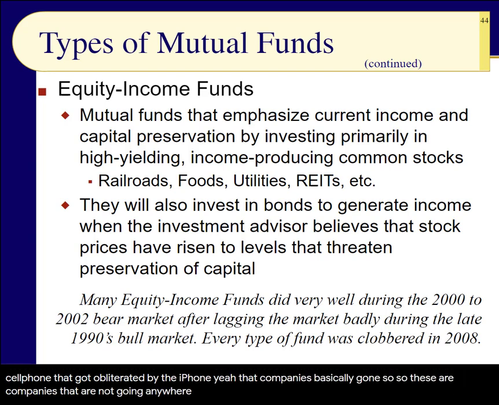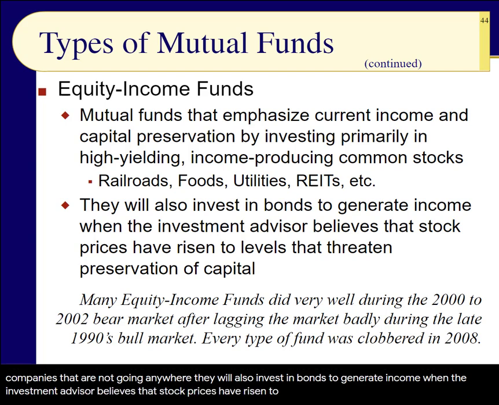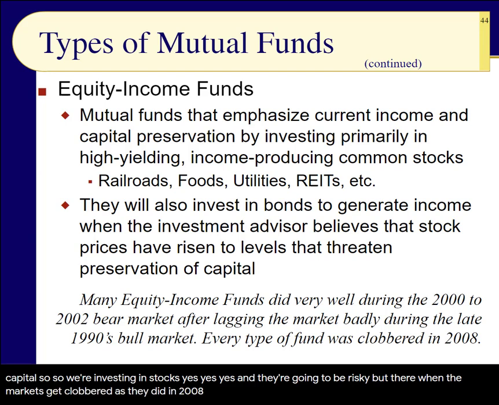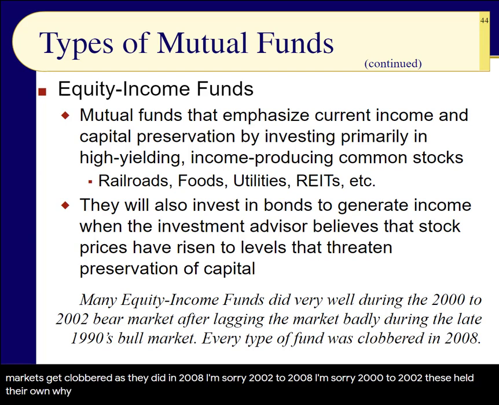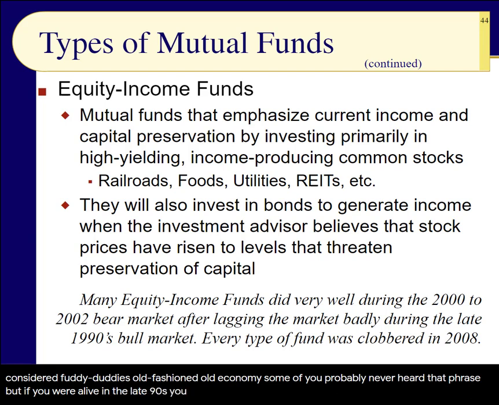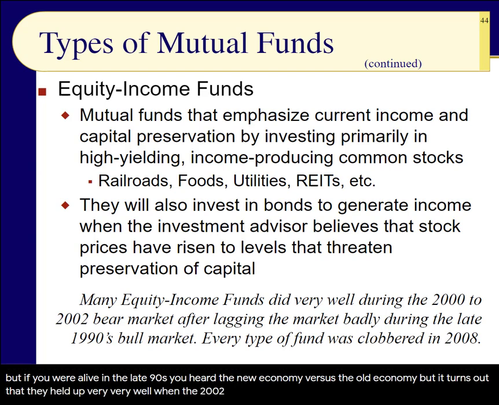So these are companies that are not going anywhere. They will also invest in bonds to generate income when the investment advisor believes that stock prices have risen to levels that threaten the preservation of capital. So we're investing in stocks. Yes, yes, yes. And they're going to be risky, but when the markets get clobbered, as they did in 2000 to 2002, these held their own. Why? Because in the late 90s, people who invested in railroads and food companies were considered fuddy-duddies, old-fashioned, old economy. Some of you probably never heard that phrase, but if you were alive in the late 90s, you heard the new economy versus the old economy. But it turns out that they held up very, very well when the 2000 to 2002 bear market hit.